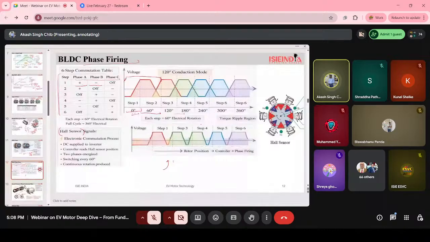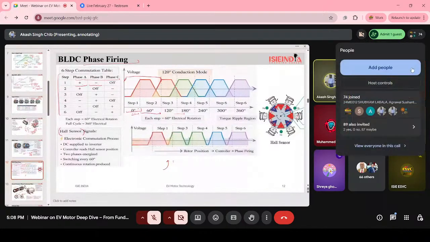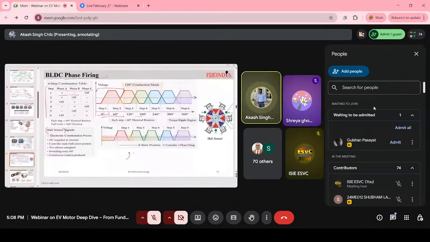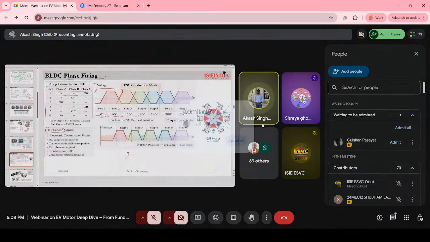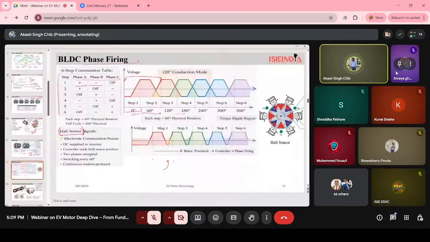Each phase conducts for 120 degrees, as you have seen. At any time 2 phases are on. And what is the role of the Hall sensor here? Basically, the Hall sensor works on the Hall effect. Basically, what does the Hall sensor do? It detects the rotor position. Then it tells the controller which phase to energize.